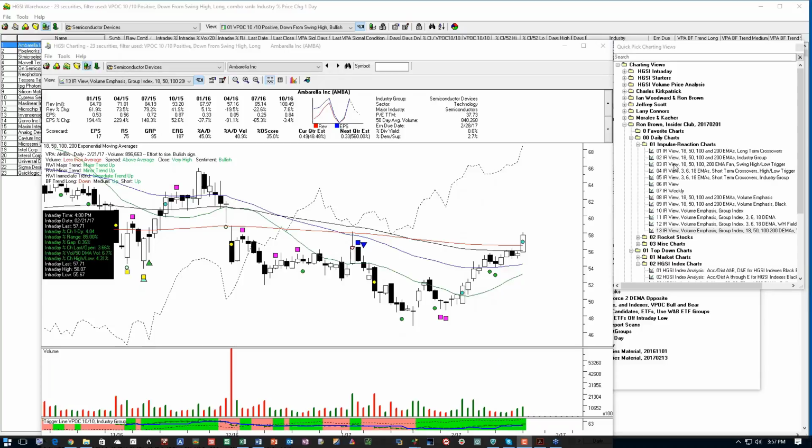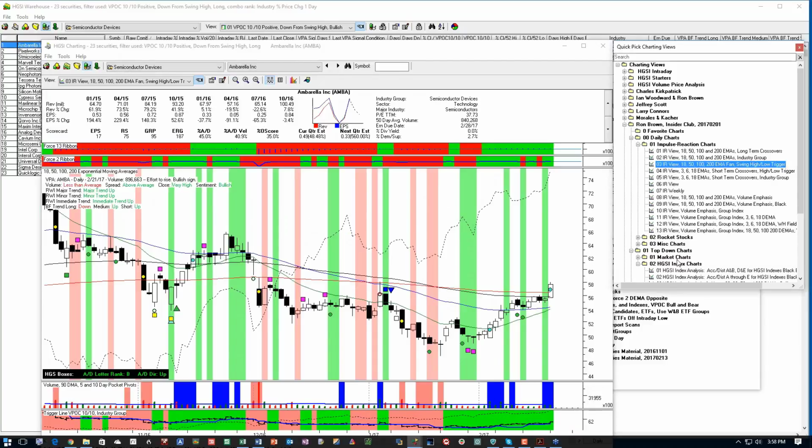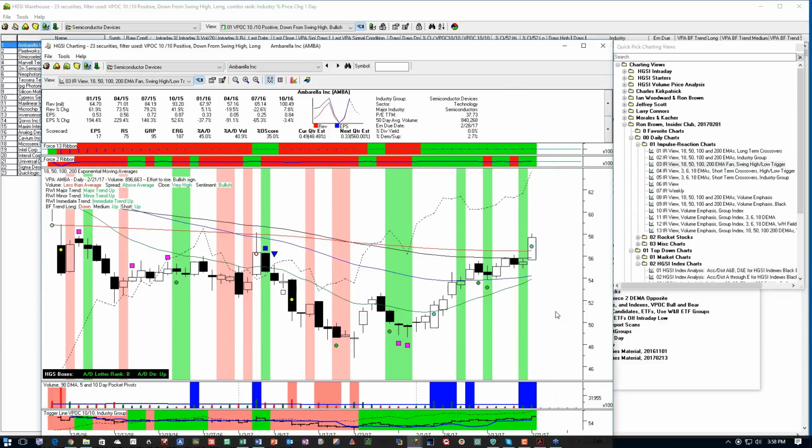Now let's go to a different chart, which I use all the time. It's my number 3 view under impulse reaction charts, and whenever a green line appears, that means that the stock is down from a very short-term swing high. So as I move into this stock, I hit the alternate 1 key on my keyboard to zoom in, and right here is an excellent place, or right here.